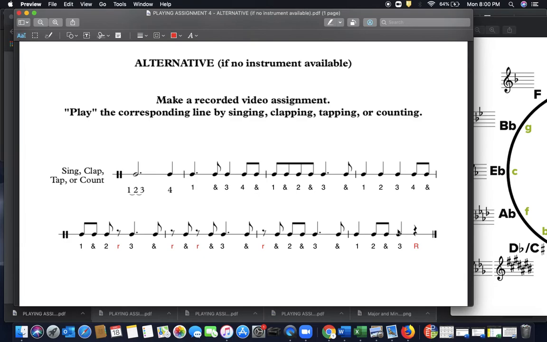So that's definitely a little bit challenging. I'll clap it for you guys so you can hear what it would sound like clapped. Ready, go.